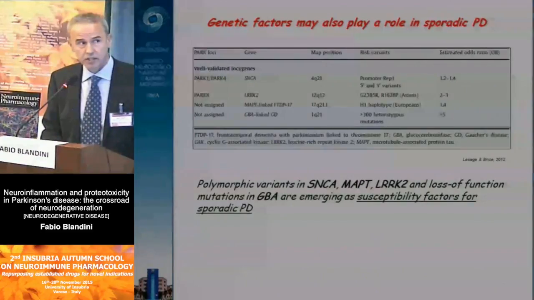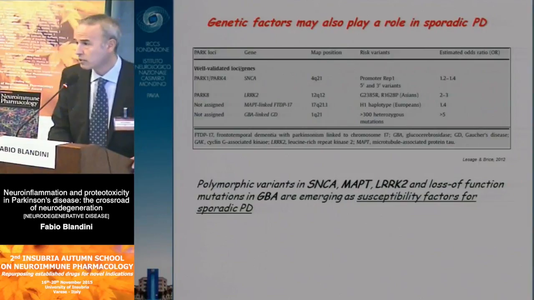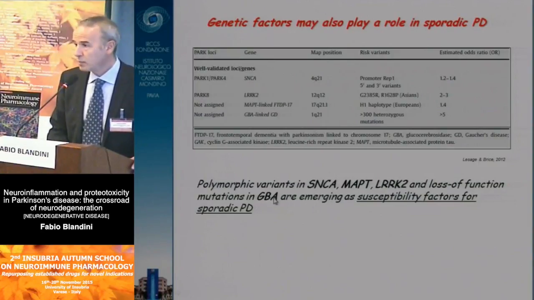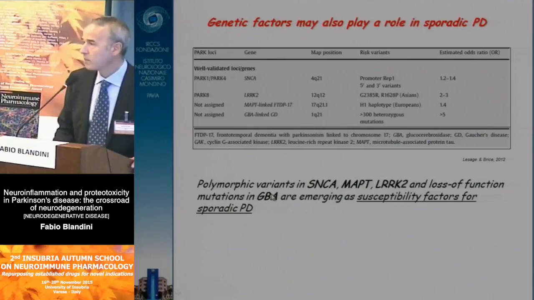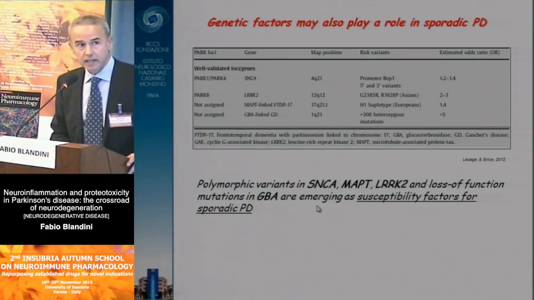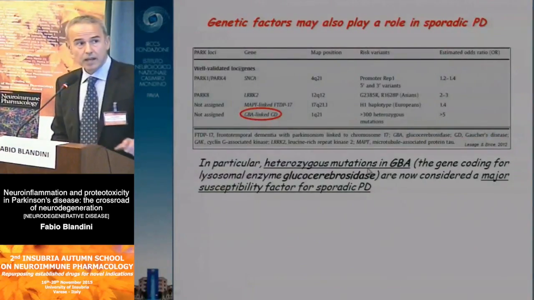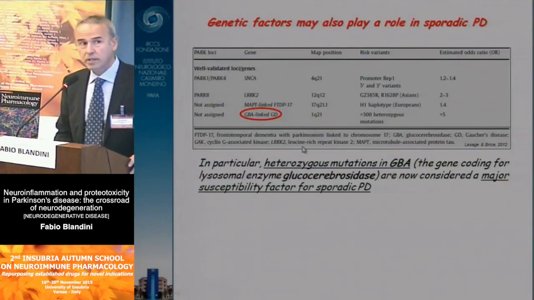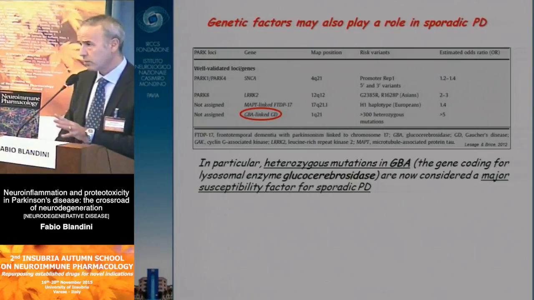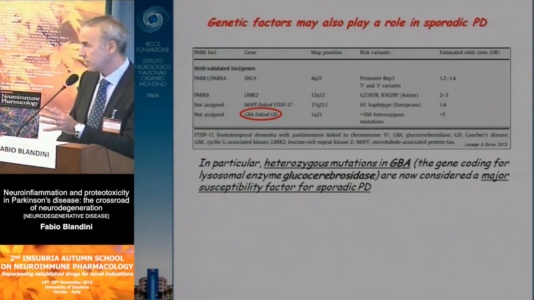And one genetic factor in particular, loss of function heterozygous mutations in the gene GBA, which encodes for an enzyme called glucocerebrosidase. This, in particular, is emerging as a very important susceptibility factor for Parkinson's disease. Homozygous mutations for GBA give you Gaucher disease, a lysosomal storage disease.